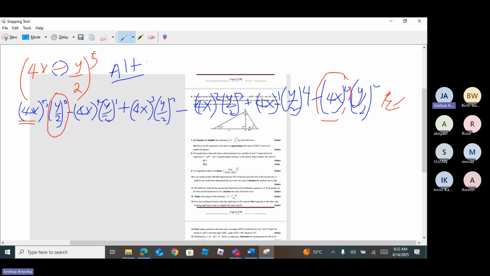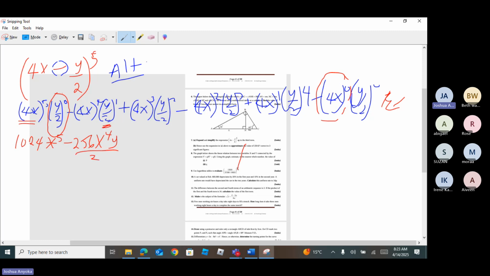Beth, you have calculators. 1024. Minus 4 to power 4, 256. 4 to power 4 is 256, x power 4, and y, and then over 2.